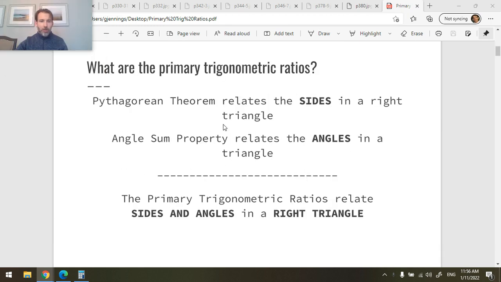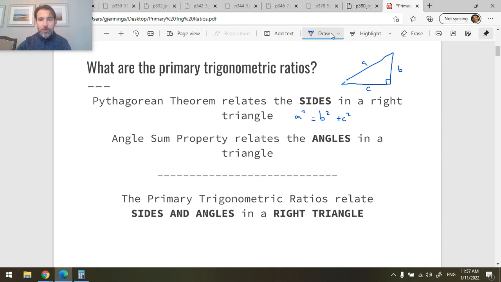The Pythagorean Theorem is what we were using, and that's a relationship between the sides of right-angled triangles. Just to recall, the Pythagorean Theorem is a squared equals b squared plus c squared, in a triangle that looks like this, where we have a right angle there. Here's our a, here's our b, and here's our c. This side is always called the hypotenuse. And these two, well, they're going to change names depending on whether we're looking at this angle or that angle.